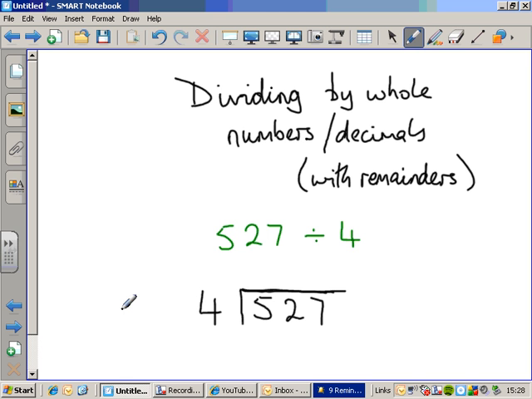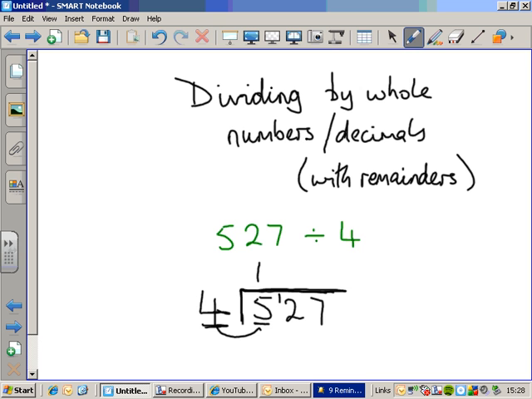Okay, so we write the number we're dividing inside our box, our cage, our bus stop, our bus shelter, or whatever else you want to call it. And we write the number we're dividing by on the outside in front of it. And we say to ourselves, one bit at a time, how many 4s go into, first of all, 5. And of course 1 falls into 5, and we have 1 left over.